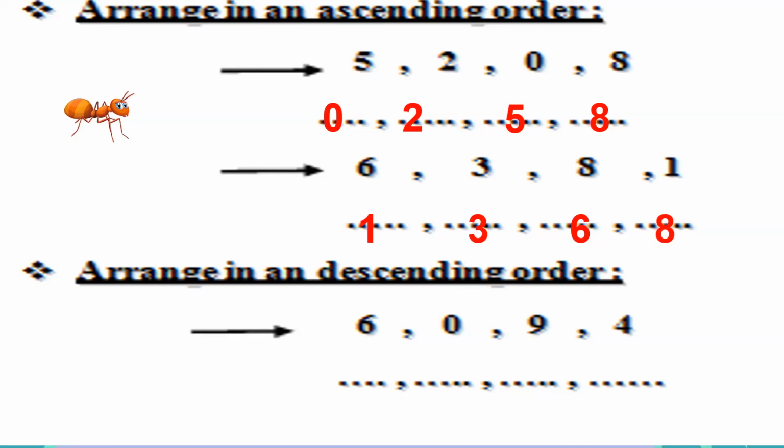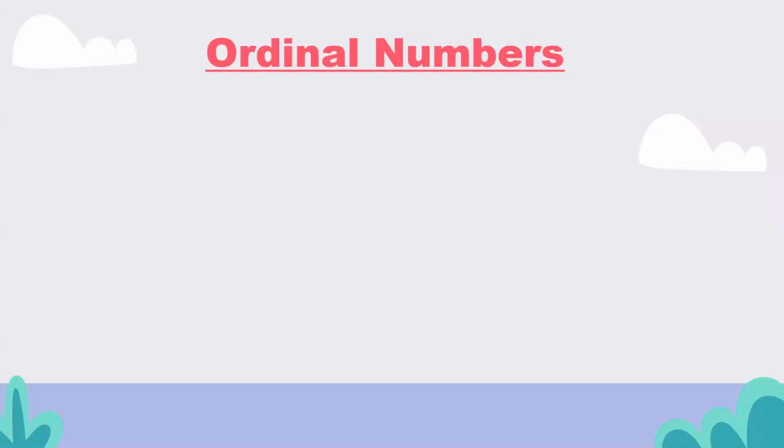Very good, my dear. Then let's move to the next arrange. Arrange in descending order. It's like the dinosaur. The dinosaur is very, very big. So he wants to eat the biggest numbers first. We have 6, 0, 9, and 4. Which number is the bigger? 9. Yes. And then 6. And then number 4 and 0. Very good, Sama, Ali. All of you are excellent.